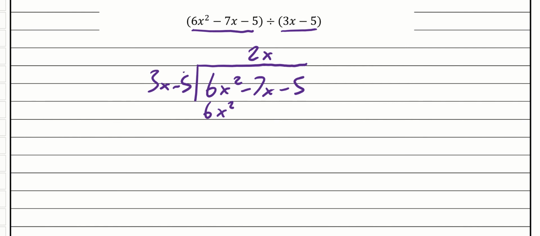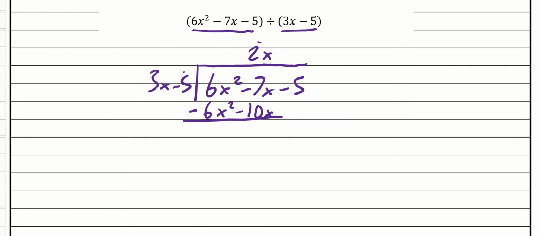So I need to multiply the negative 5 times the 2x. So negative 5 times 2x would be negative 10x. Okay? So I set this up here. I put these values down below. And then just like in long division, we're going to subtract the values from the top to the bottom.